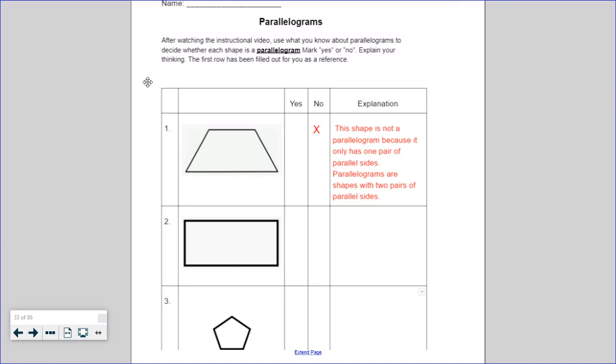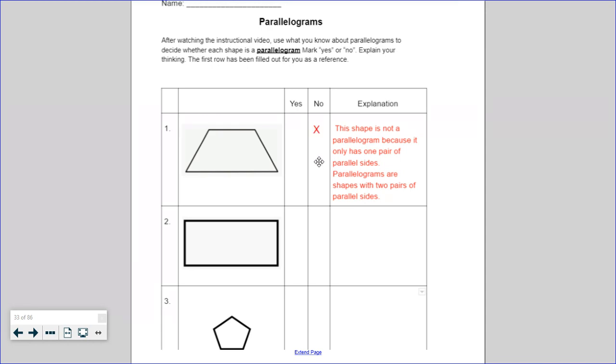Okay, so here's your assignment today. It's in your packet on page 6, but your teacher may also have put it in Google Classroom, so just read their directions and see what they would like you to do. After watching this video, you are going to look at 6 shapes and decide if they are parallelograms. And then you'll check yes or no. And then you're going to explain why it is a parallelogram or why it is not a parallelogram. So the first one has been done for you, which means you really only have 5 to do.